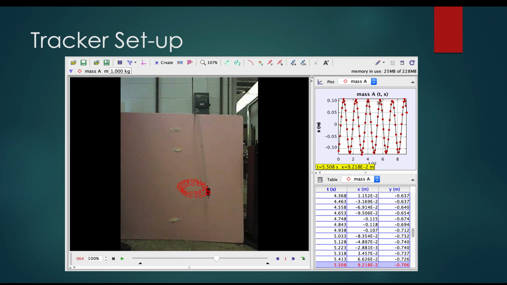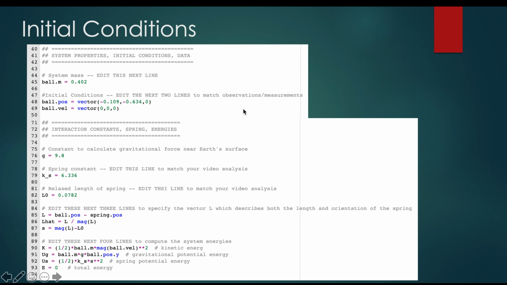And so this is my Tracker setup. We can see the video in the middle of the rotating spring mass system. And on the right we have the X and Y data over time, as well as a graph of the data. So some initial conditions for the model, the graph, sorry, for the code.